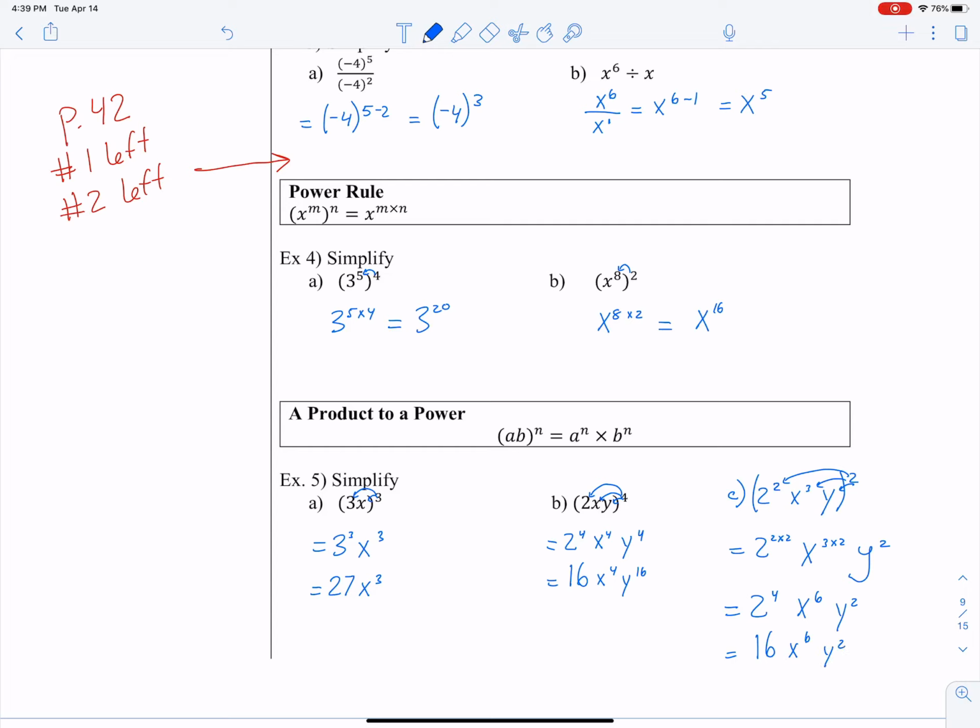All right? So if your bases have their own exponents already, then you're going to multiply like you did in the power rule. So in a lot of cases, as these questions get more complex, you need to combine rules together.